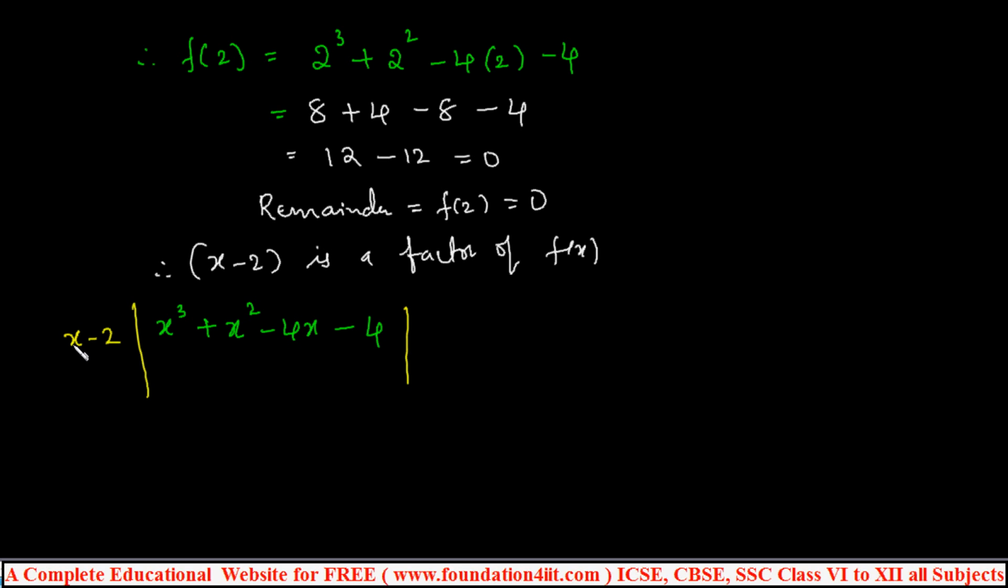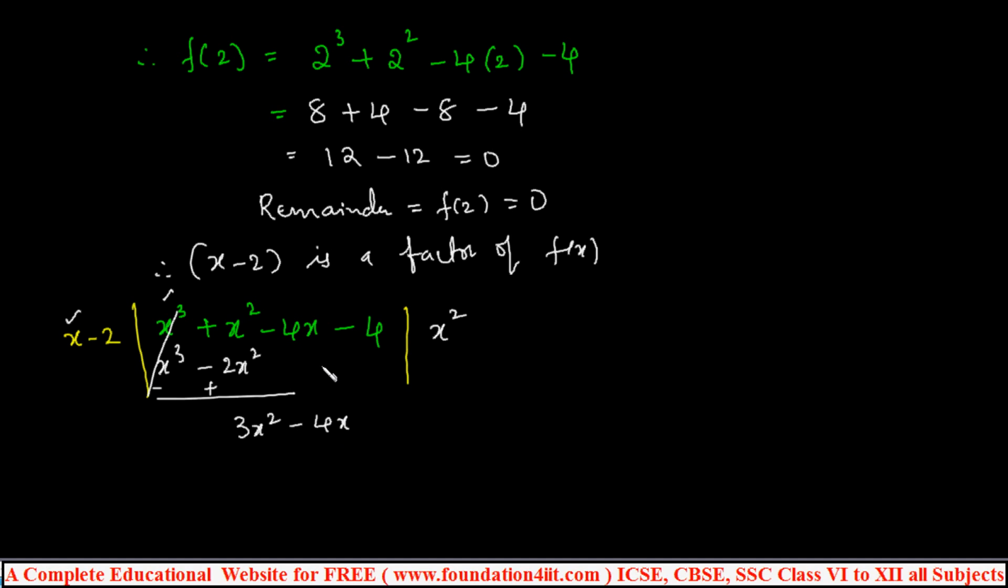So first term in the divisor is x and first term in the dividend is x cube. So what should you multiply? x square. Just check: x into x square is x cube. Take this x square and multiply by the entire divisor: x cube minus 2x square. Subtract this, division method, and the x cube cancels. x square plus 2x square is 3x square.